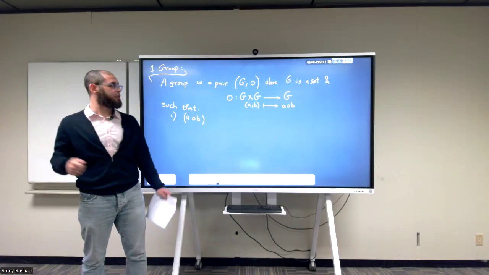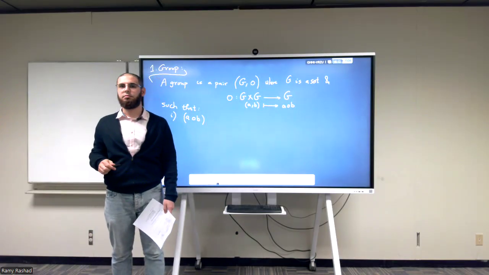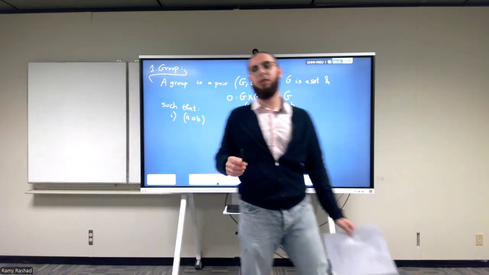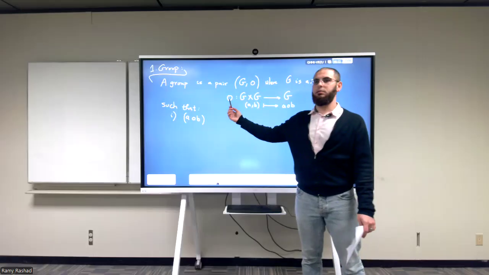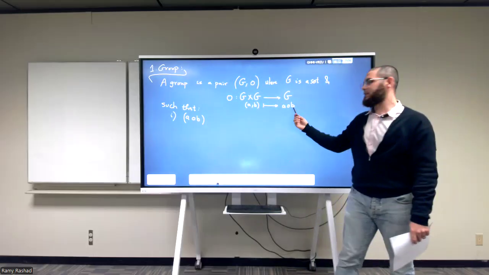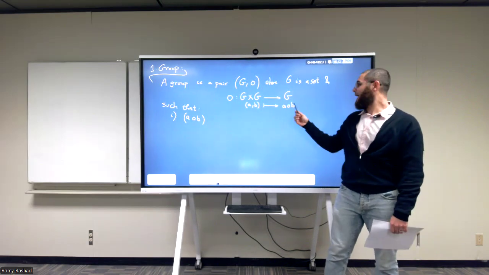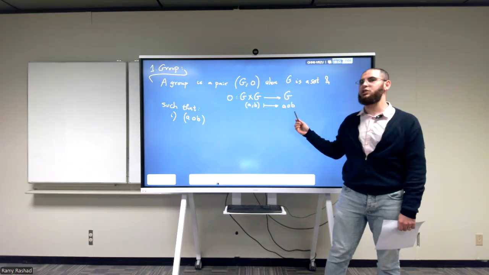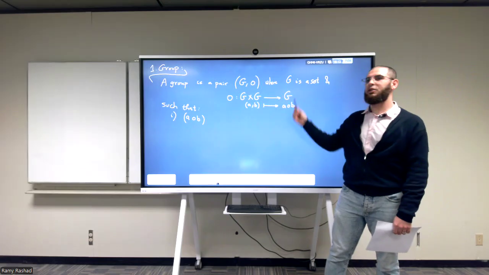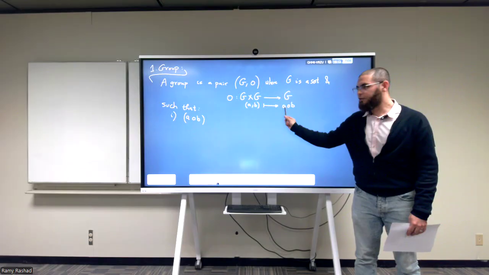Can anyone answer that question? Is this circle the same as that circle? No. Now you're confusing the symbols. What is this circle? The name of the map. What is this circle? Nothing. A circ B as a notation is what? It is an element of G, full stop. So all of this is the name.